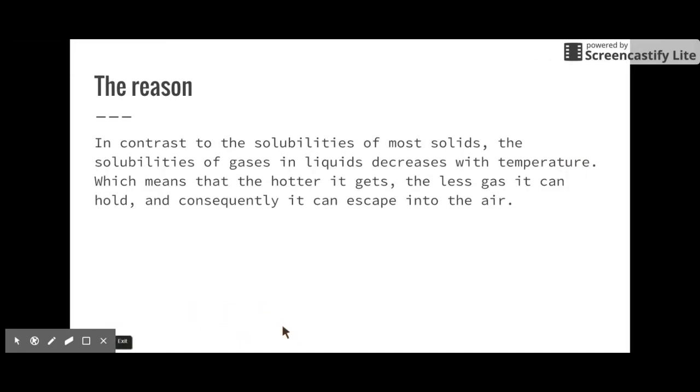Well, the reason is this. In contrast to the solubilities of most solids, the solubilities of gases in liquids decrease with temperature. We previously said that with a solid solute, you can dissolve more with increasing temperature. The opposite is true with gases in liquids. When we have a gas in a liquid, the solution can hold less with increasing temperature. So the hotter it gets, the less gas it can hold, and consequently it can escape into the air. That's why solutions with dissolved gases act the way they do.